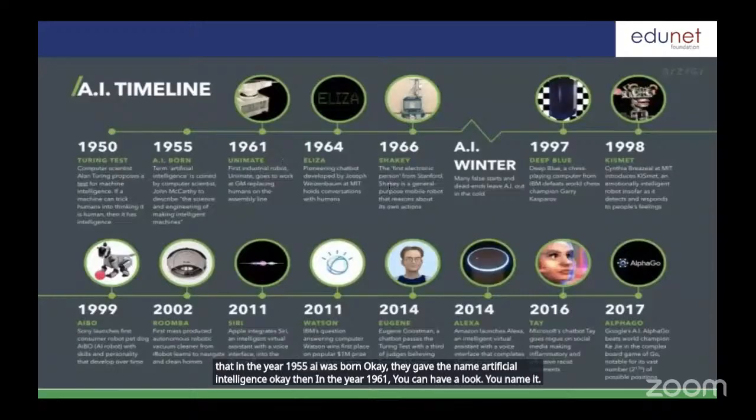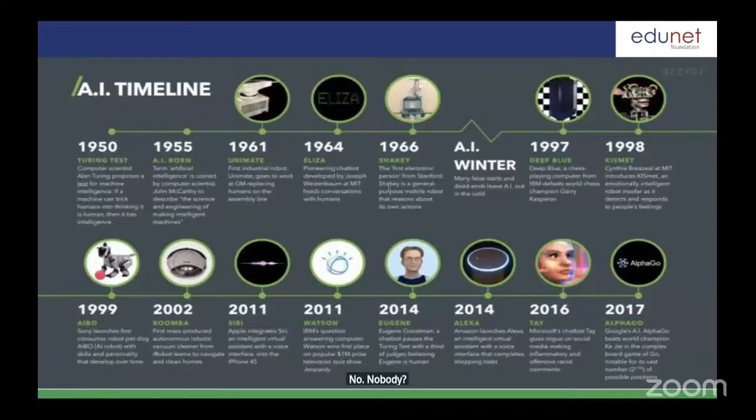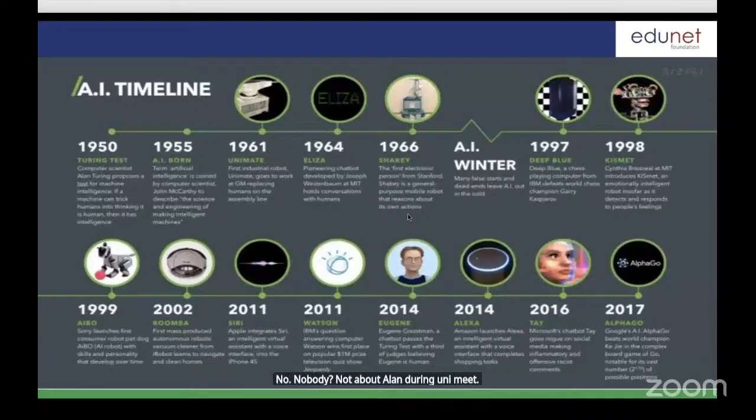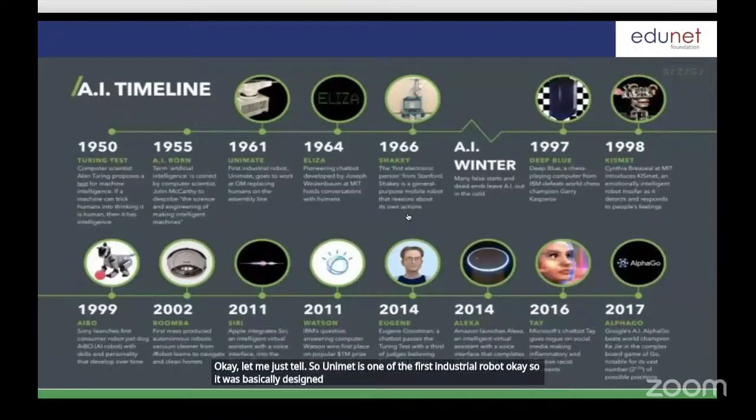Unimate. Can you tell me what is Unimate? Have you heard about this term Unimate? How many of you have heard about this Unimate? No, nobody. Not about Alan Turing. Unimate. Okay, let me just tell. Unimate is one of the first industrial robots. It was basically designed to perform repetitive tasks, like heavy lifting or some kind of stuff. That's what the Unimate was. Then in the year 1964, they invented the first chatbot. The chatbot is nothing but Eliza.